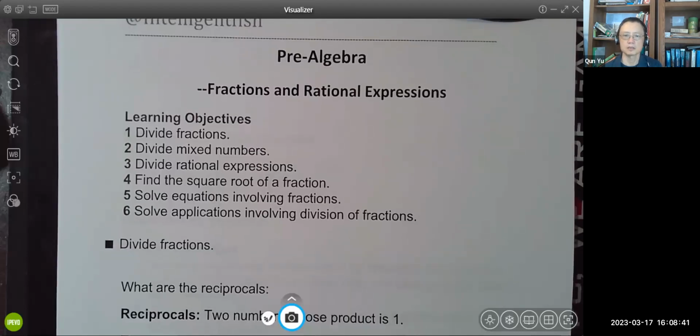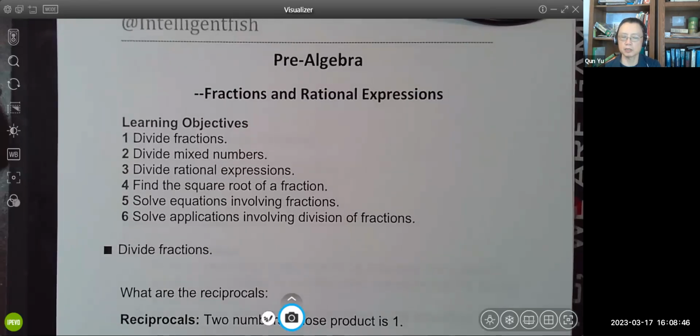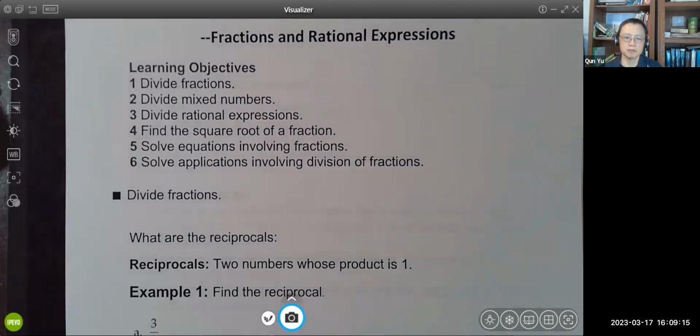Hi everyone. In this video, we are going to look at how to do divisions with fractions. We have several learning objectives. Basically, they all involve how to do division with fractions, including regular fractions, mixed numbers, and rational expressions. A rational expression is just a fraction, but the numerator or the denominator or both are polynomials. So let's look at these learning objectives one by one.